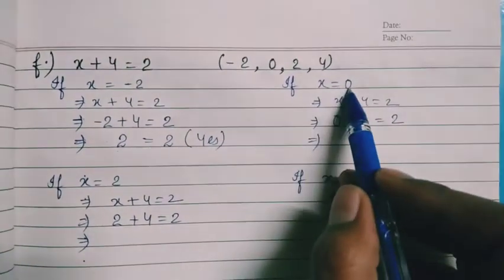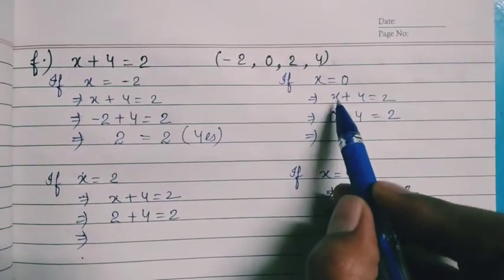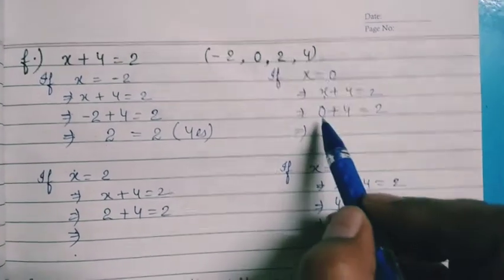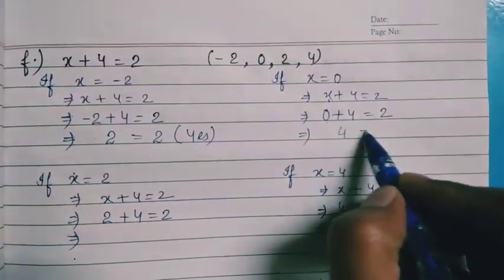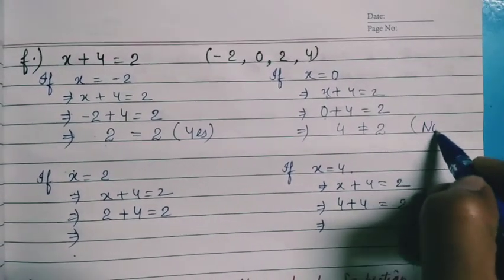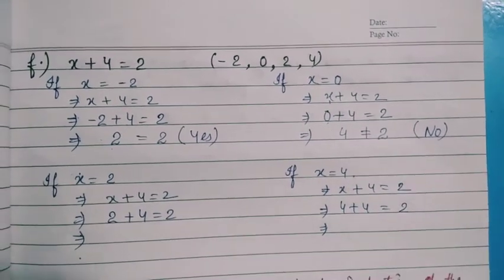If x is equal to 0, on that time in the equation on the place of x we will put 0. 0 plus 4 is 4, which is not equal to the right side of 2, which is not the solution of the equation.